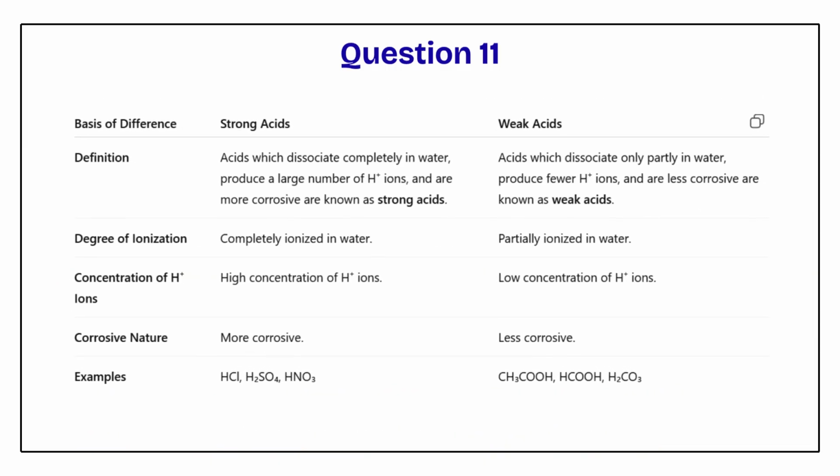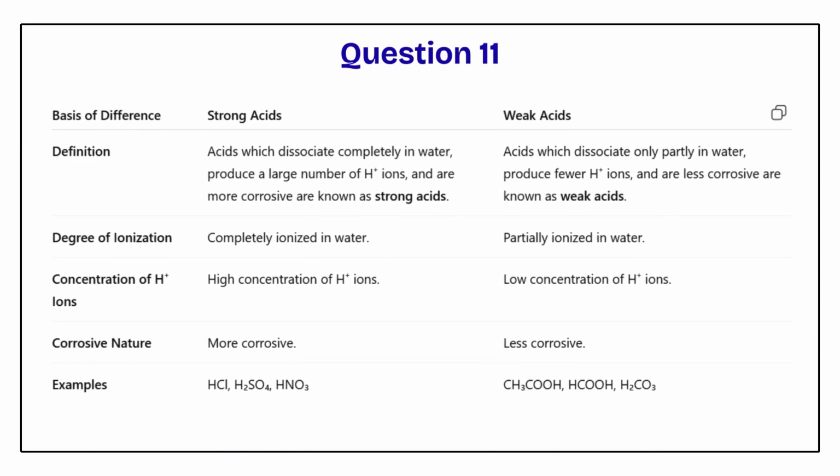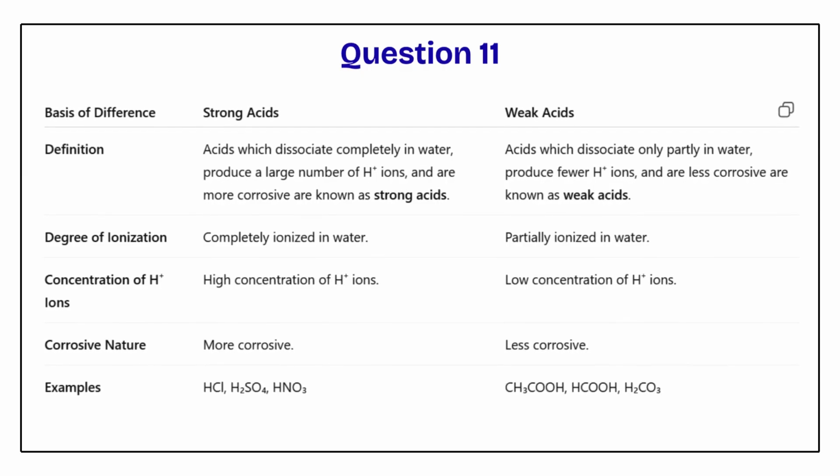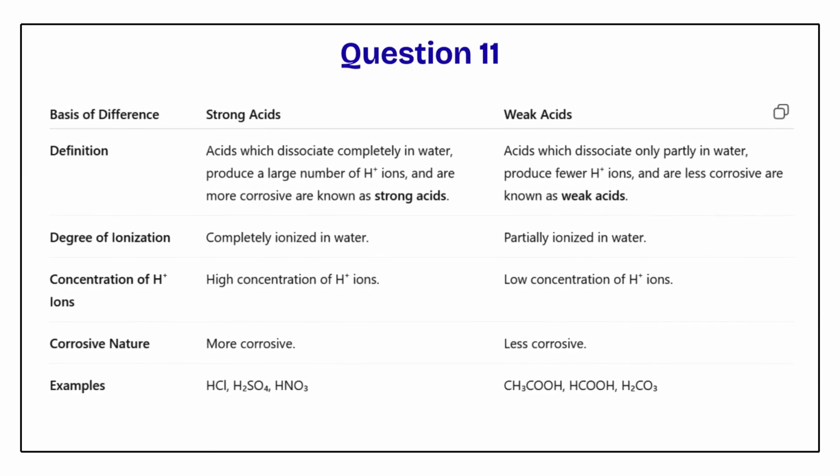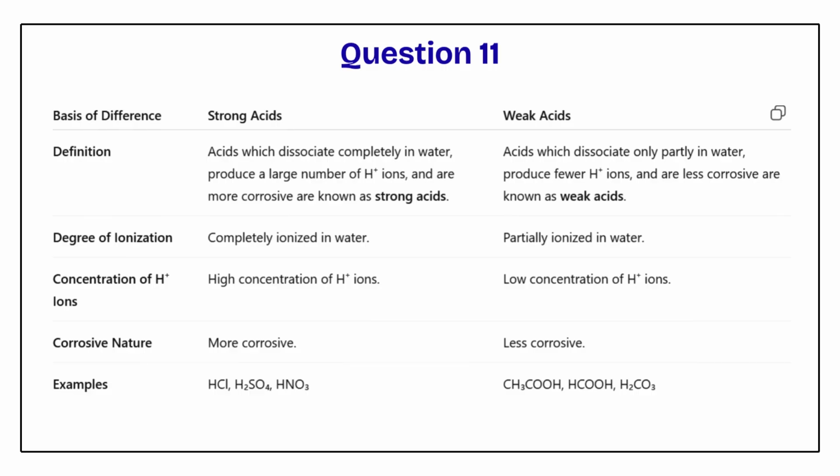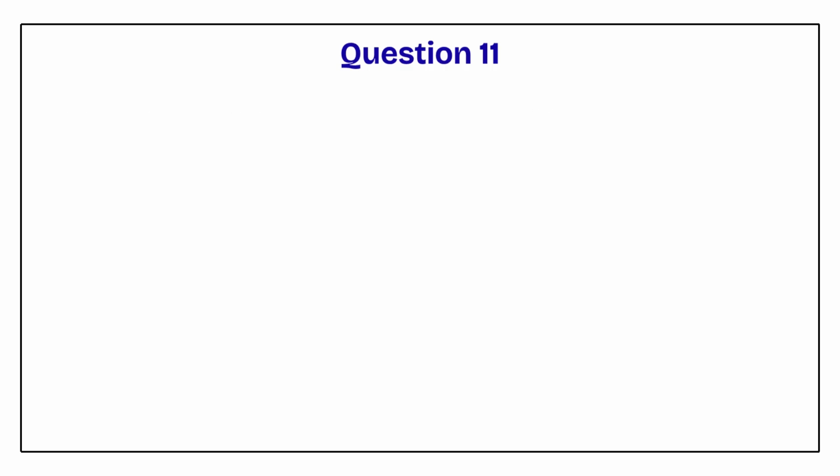To give a few examples, please note that the strong acids are HCl, H2SO4, HNO3. And the weak acids are ethanoic acid, which is CH3COOH, methanoic acid, which is HCOOH, and carbonic acid, which is H2CO3.